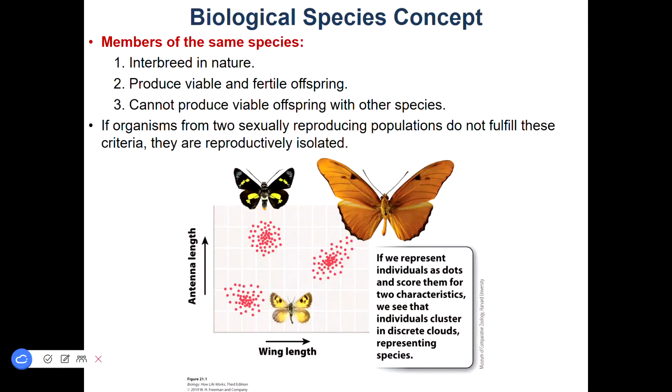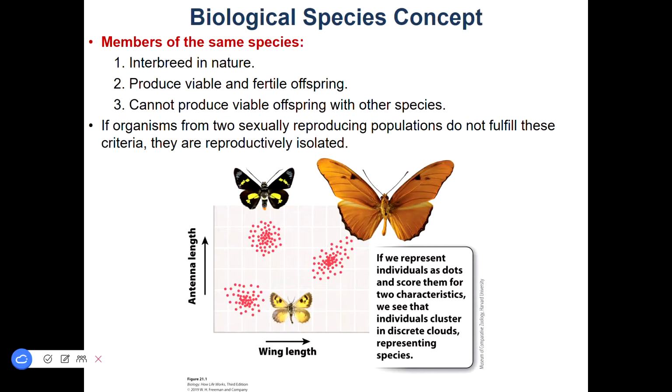Biological species concept. The biological species concept is members of the same species have to interbreed in nature, so they need to mate with each other. They need to produce viable and fertile offspring, and they cannot produce viable and fertile offspring with other species. So those are the three things that are required for the biological species concept for a group of organisms to be considered a species.